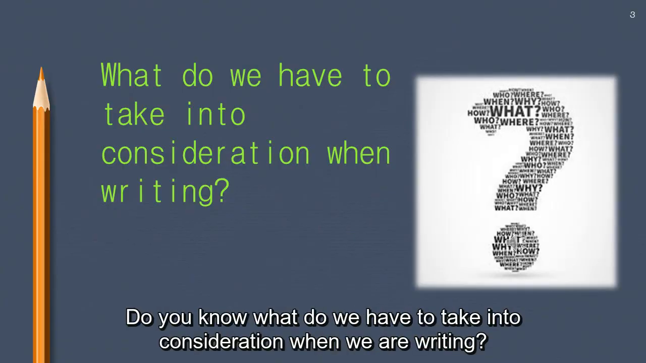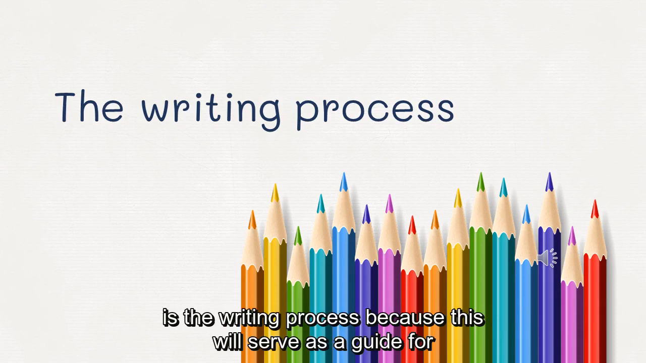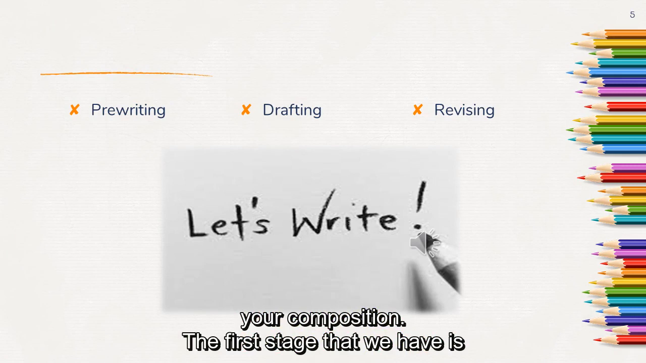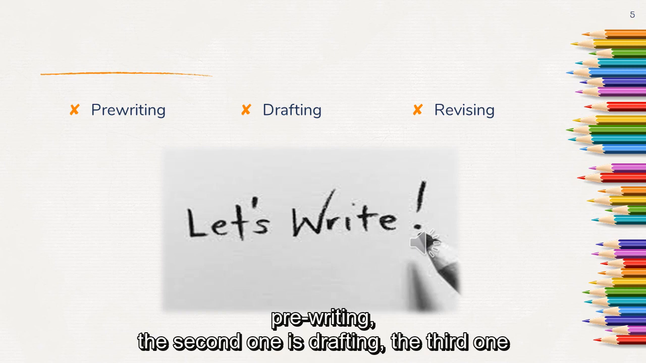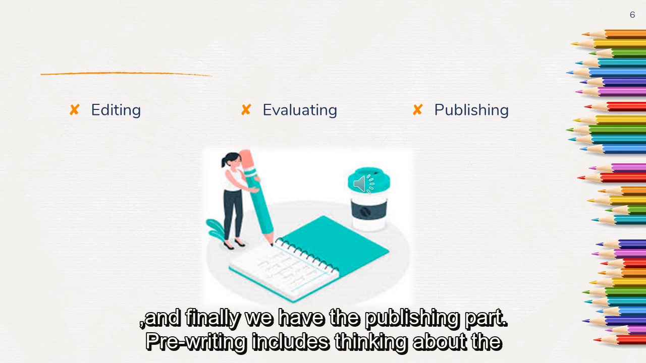Do you know what we have to take into consideration when we are writing? The first thing that you have to take into consideration is the writing process, because this will serve as a guide for your composition. The first stage that we have is pre-writing. The second one is drafting. The third one is revising. Then we have editing. Then we have evaluating. And finally, we have the publishing part.